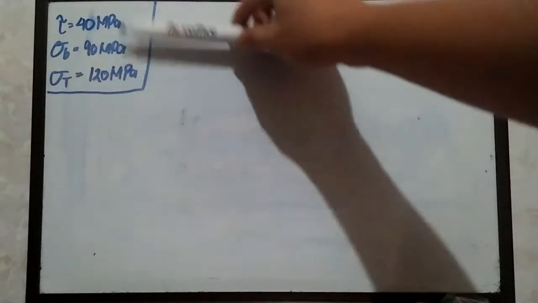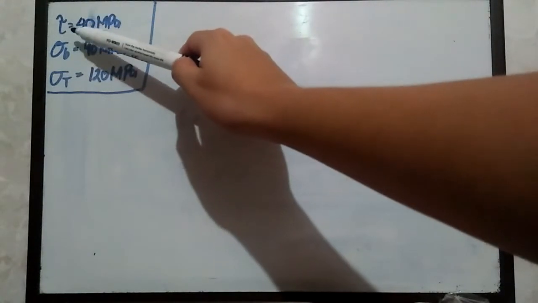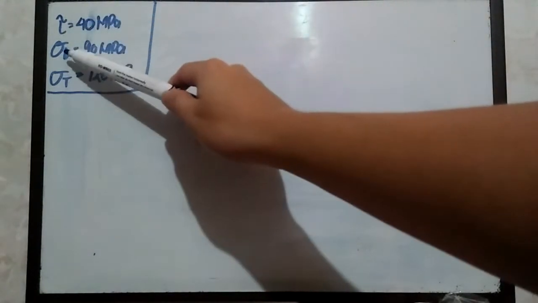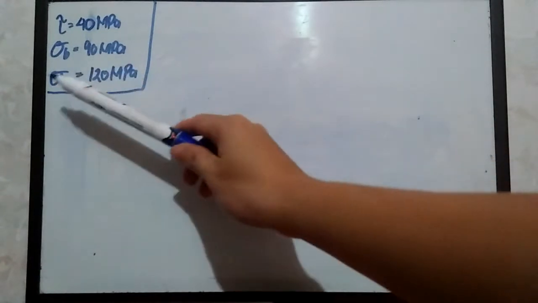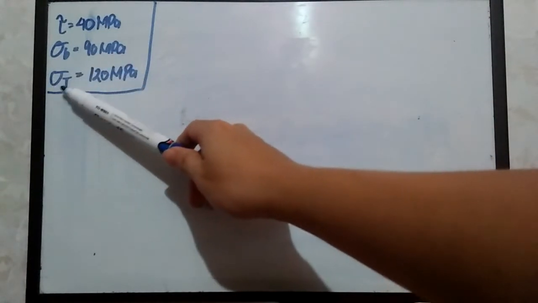Okay, so this is sample problem number 2. This is just a continuation from our sample problem number 1. And the problem wants us to solve for the maximum allowable force that can be applied if we have these three limits. The shear stress is 40 megapascals, the bearing stress is 90 megapascals, and the tensile stress is equivalent to 120 megapascals.